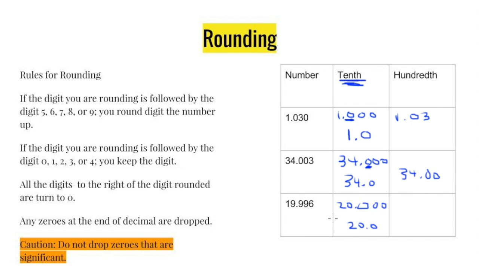Now, if we were rounding to the 100th, this 6 tells that 9 to go up, and when it does, all the other 9s in front of it also have to go up. So we get that exact same number again, 20.000. But this time, since we're rounding to the 100th, our correct answer is 20.00.